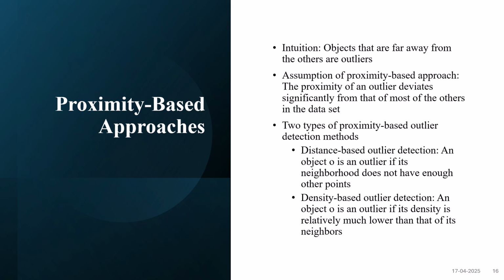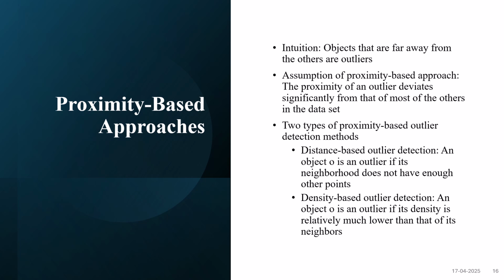Proximity-based approaches. Given a set of objects in feature space, a distance measure can be used to quantify the similarity between objects. Intuitively, objects that are far from others can be regarded as outliers. Proximity-based approaches assume that the proximity of an outlier object to its nearest neighbors significantly deviates from the proximity of the object to most of the other objects in the dataset. There are two types of proximity-based outlier detection methods.